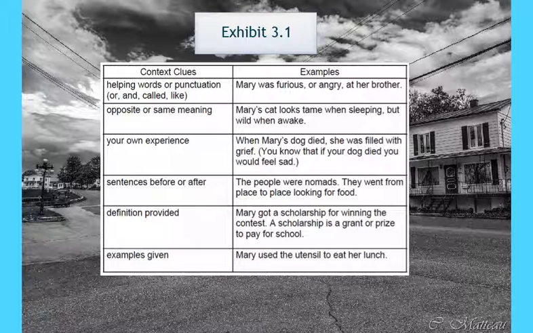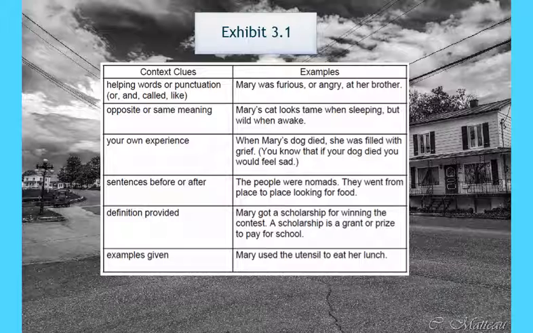Now let's take a look at Exhibit 3.1 to look at some more examples of context clues. So if you look on the left-hand side of the column, it says a helping word or punctuation, and you look at the example. Mary was furious or angry at her brother. If you didn't know what furious meant, it says or angry right there in the sentence. The next line, opposite or same meaning. Mary's cat looks tame when sleeping, but wild when awake. If you didn't know what tame meant, you would know that it is the opposite of wild.